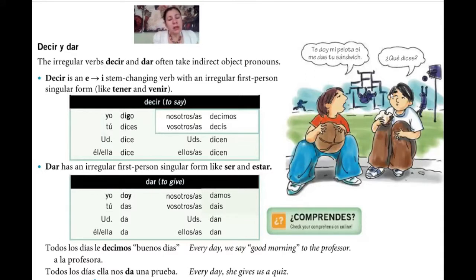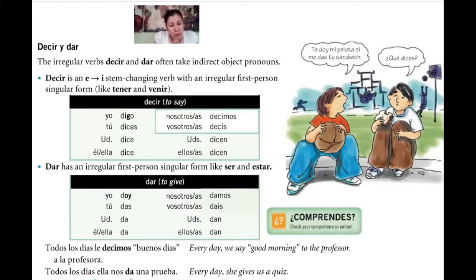English has the same kind of articulation in terms of this verb. So we are going to be needing to use these elements. If you go back to the sentence that we have here, we not only have decimos. What do we say? We say buenos días. And to whom are you saying that? To the profesora. That le and that a la profesora are revealing to whom you are saying that.